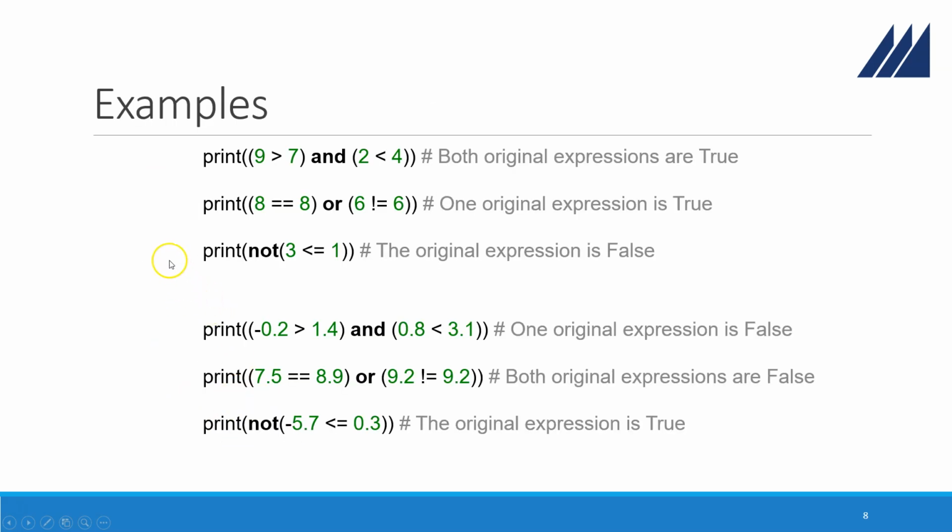Here is another example, actually more examples over here. If 9 is greater than 7, which is true, and 2 is less than 4, which is also true, both of them are true, and the link between them, the operator and, will result in true. Over here, I have the or, this is true and this is false. Because of the or, I just need one, so it's true. Over here is going to give me false, because this is false, not false is going to be true. So the original expression was false. And here, some more examples.